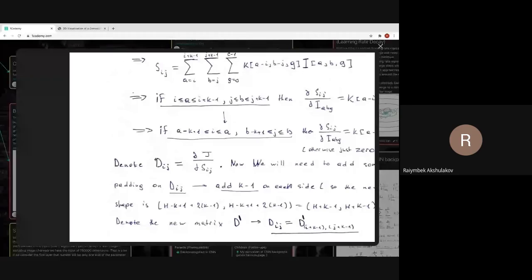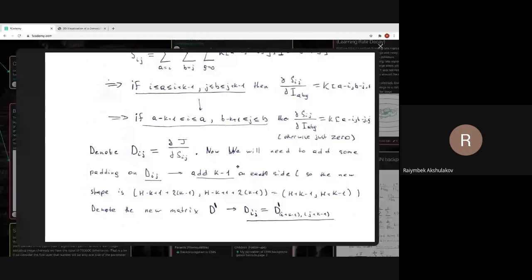So denote D_ij the matrix of the gradient in terms of the output. As you will see in future, why we need it, let's add a padding to the D_ij. So we add k minus 1 on each side. Before it was h minus k plus 1, and we add k minus 1 on each of the sides, so we add 2 times k minus 1. So now the new shape is h plus k minus 1 by h plus k minus 1.